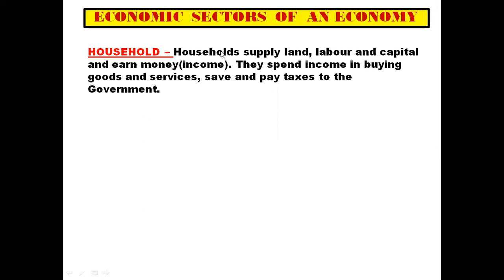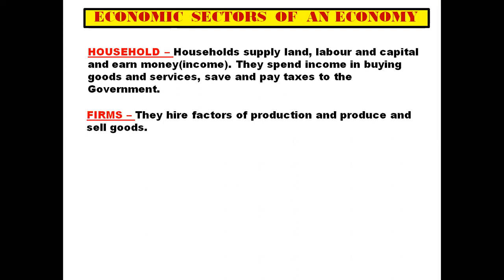Households own land, so they supply land to the producers. They give the labor service, and they give their capital, and in doing so, they earn money. That is, they earn income. They spend income in buying goods and services, save and pay taxes to the government. So when they get their income, they spend their income in buying goods and services, they save a part of it and they pay taxes to the government. So this is what the households do in an economy.